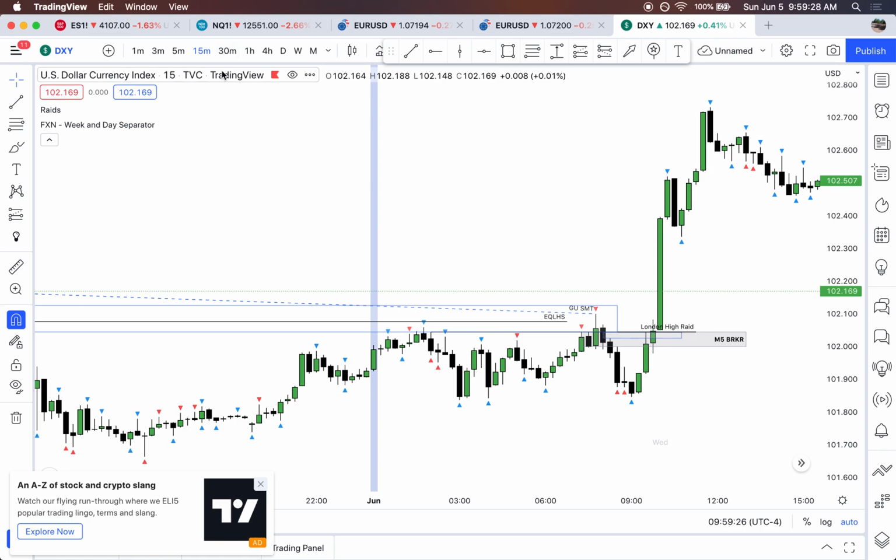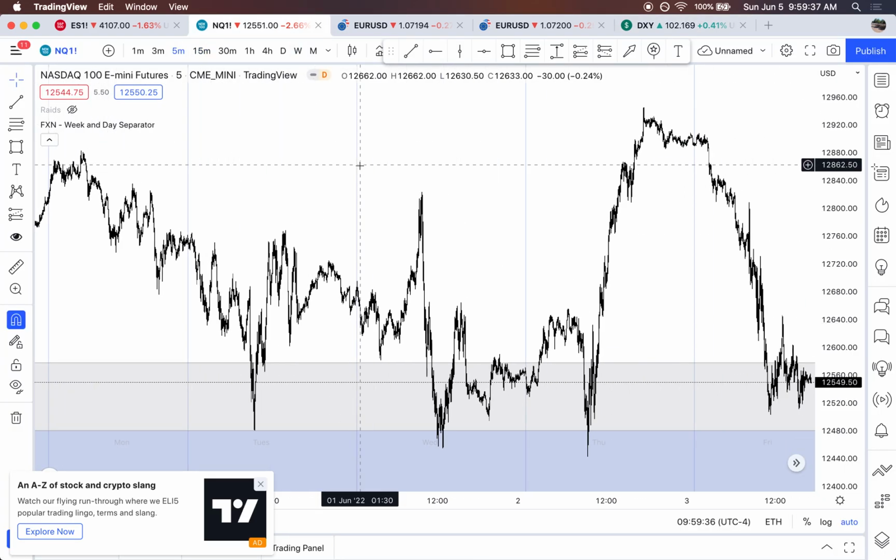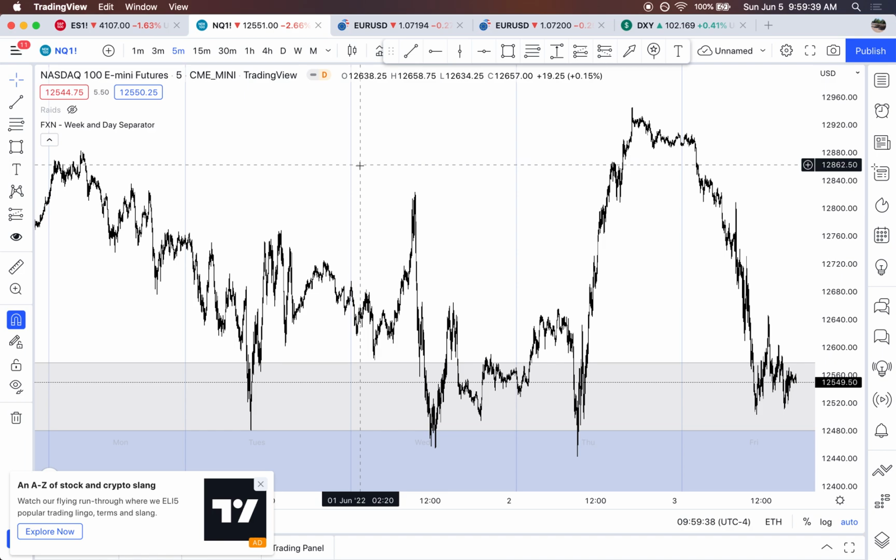But yeah, overall, this week for me was a very sloppy week of price action. Now I did end up taking two trades also on NASDAQ.